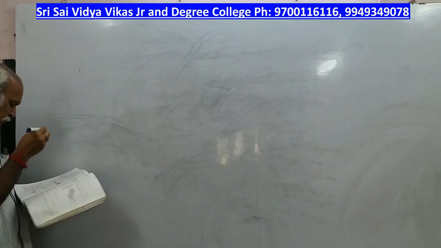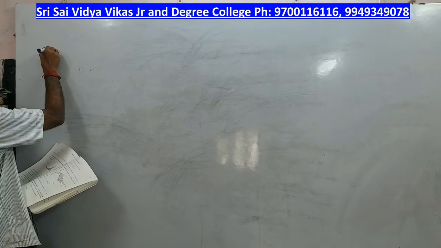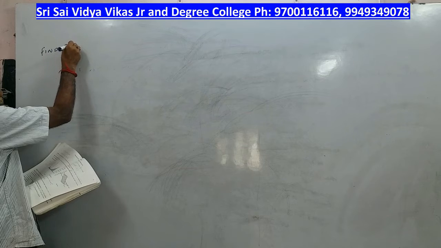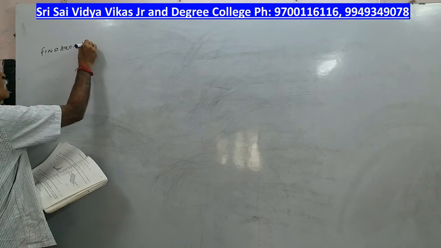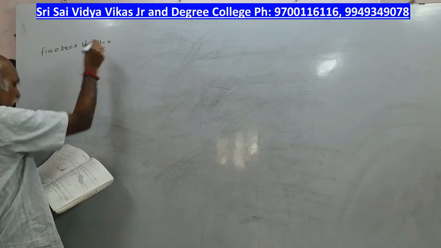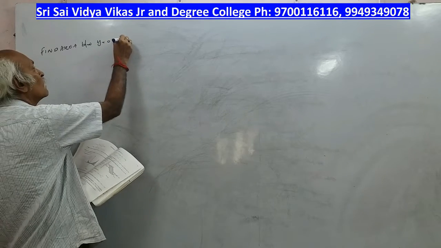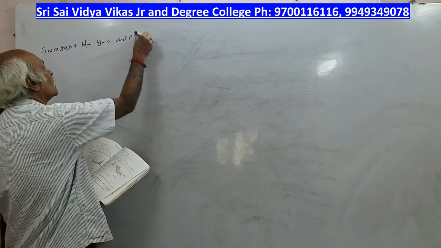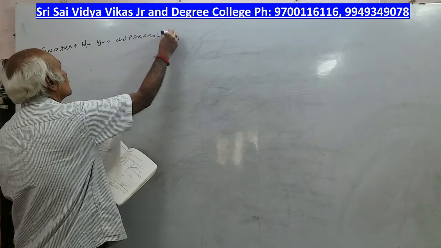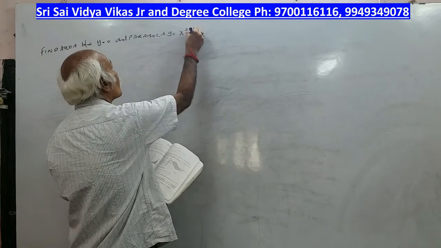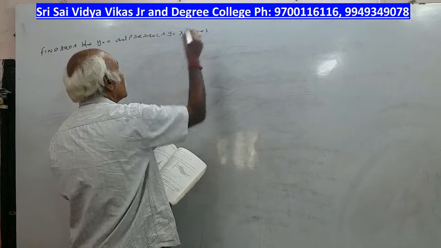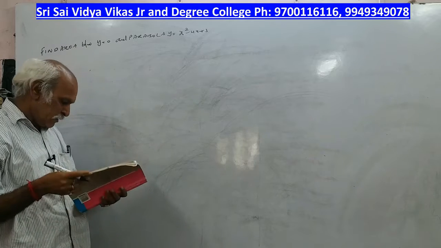Next, find the area between y is equal to 0 and the parabola y is equal to x square minus 4x plus 3, right?